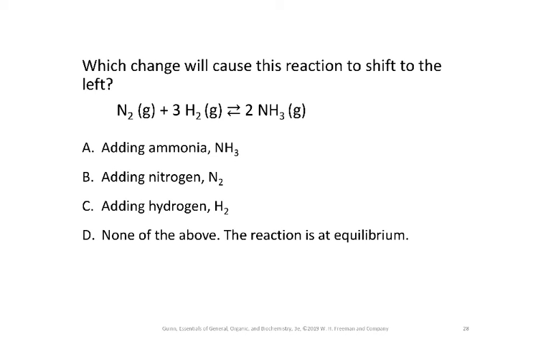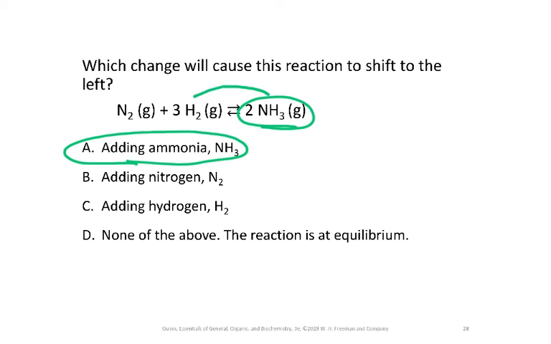Now, flip the question on its head and say which change will cause this reaction to shift to the left. And the three options are adding something, or none of the above is the fourth option. So a shift to the left would be produced by adding more product, right? Because now we'd have an excess, we need to get rid of it, we need to shift to make more reactants.